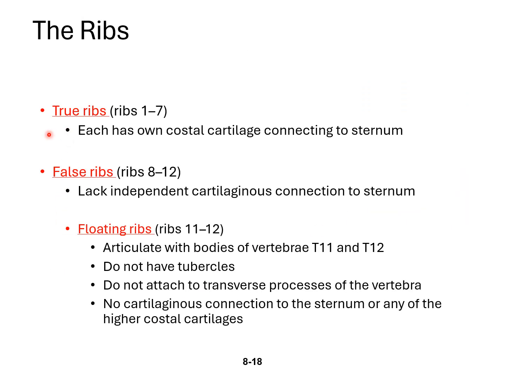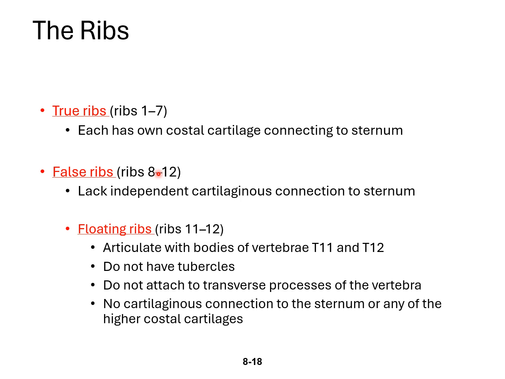And finishing up with the ribs. So you have 7 true ribs, so 1 through 7. And the definition of a true rib, each rib has its own costal cartilage connecting it to the sternum. A false rib, 8 to 12, lacks independent cartilage or connection to the sternum. The difference between 8 through 12, they all don't have connection to the sternum, but the floating ribs don't have any connection, which means they float.